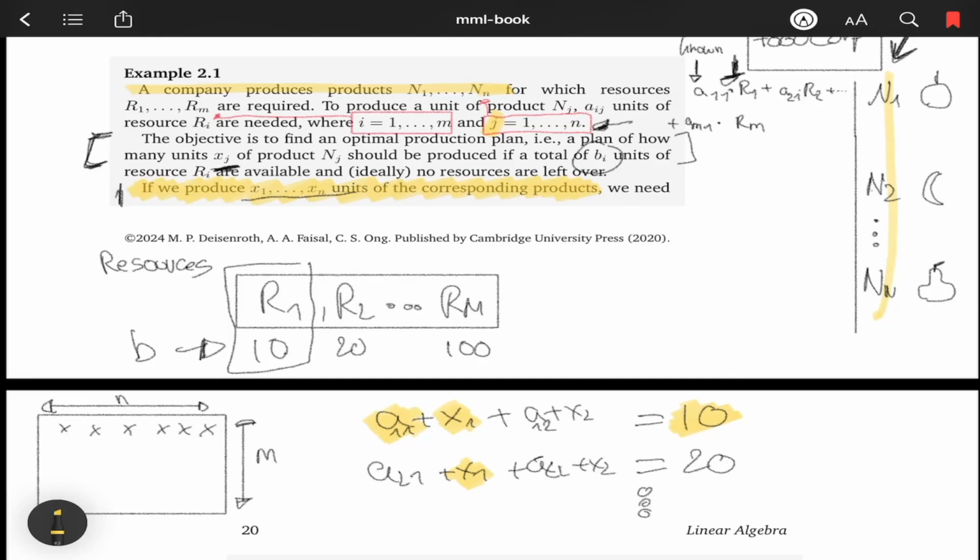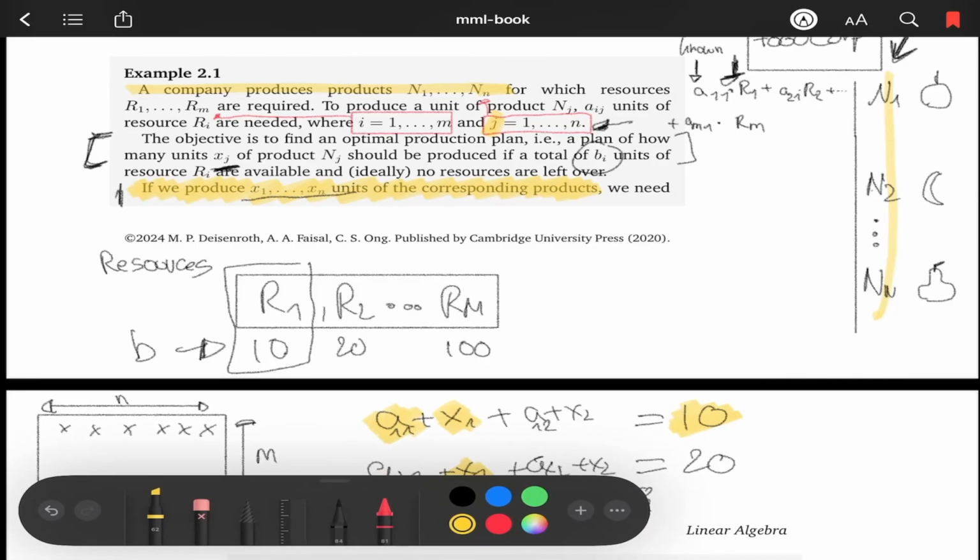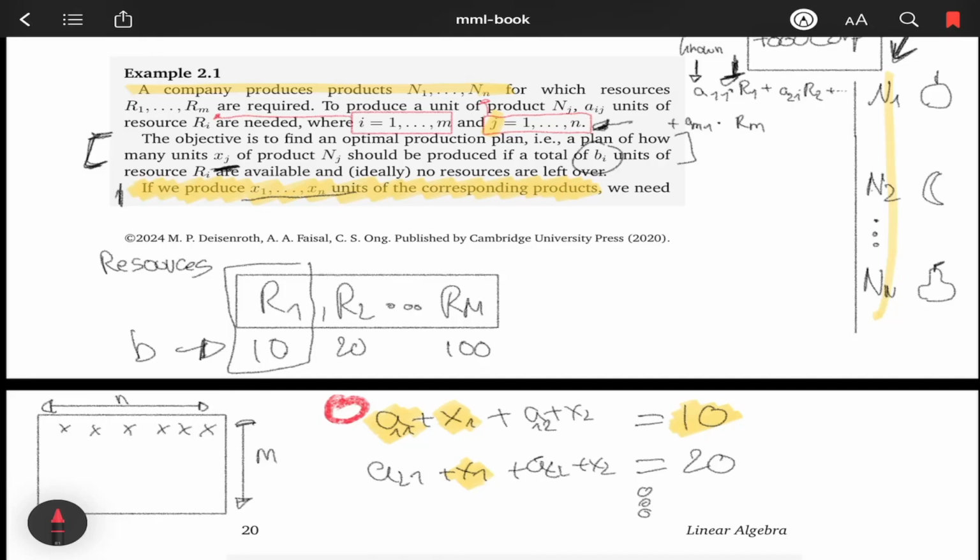How many of that resource do we need? That's basically this A. Let's say R1 is not water, but R1 is glue, and we do not need glue for producing apples. That means this one would be 0. So no matter how many units of glue we have, this would not affect making apples.